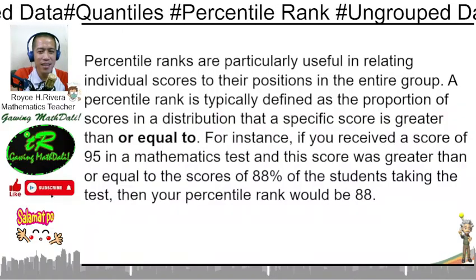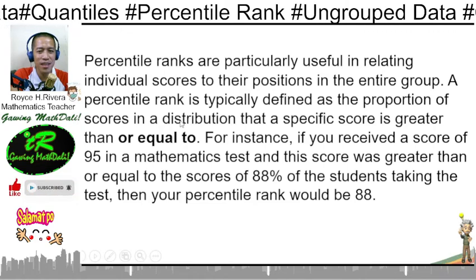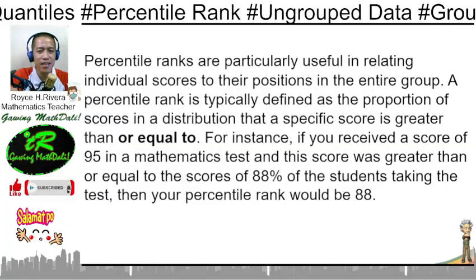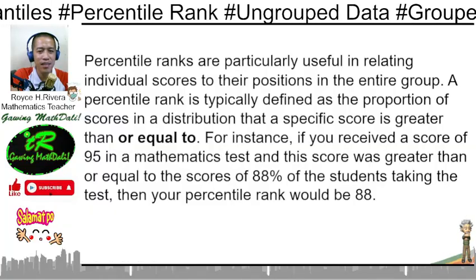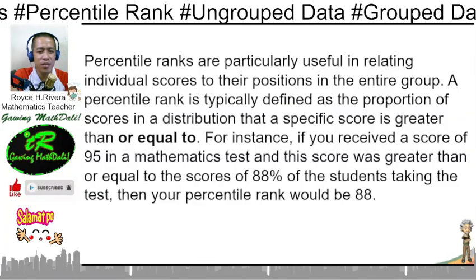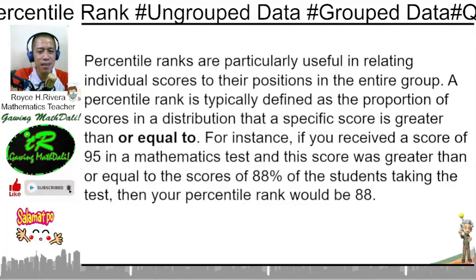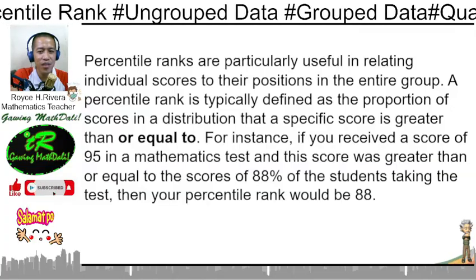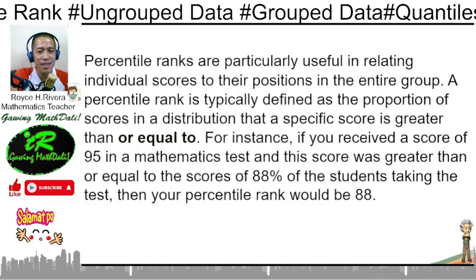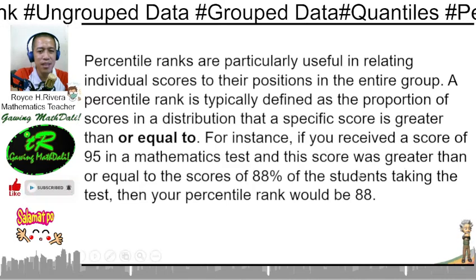Percentile ranks are particularly useful in relating individual scores to their positions in the entire group. A percentile rank is typically defined as the proportion of scores in a distribution that a specific score is greater than or equal to. For instance, if you receive a score of 95 in a mathematics test and this score was greater than or equal to the scores of 88% of the students taking the test, then your percentile rank would be 88.